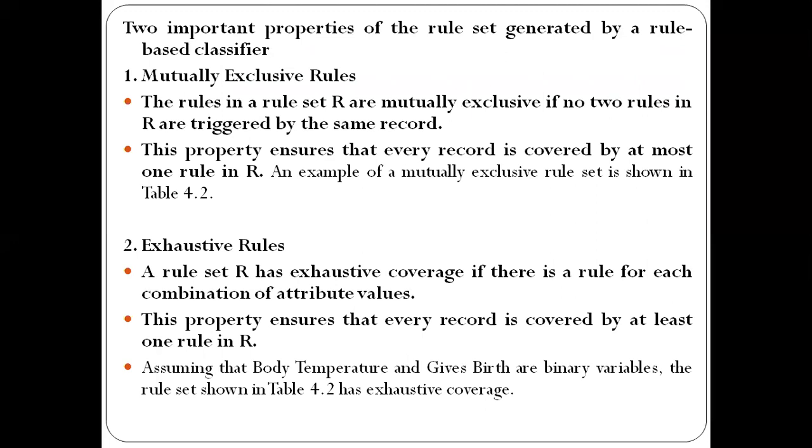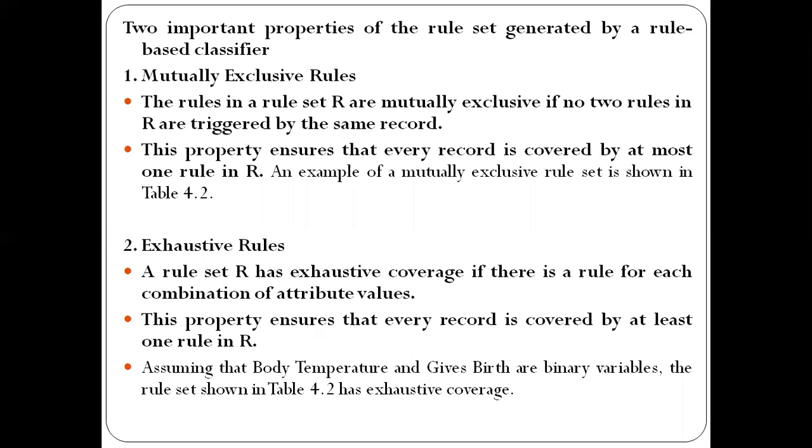Apart from that, I was explaining two more important properties of a rule set in a rule-based classifier: mutually exclusive rules and exhaustive rules. Mutually exclusive rules means every record is covered by exactly one rule, so every record must trigger only one rule at a time. Exhaustive rules means that for every record there will be at least one rule that covers that record, so every record is covered by at least one rule in the rule set.